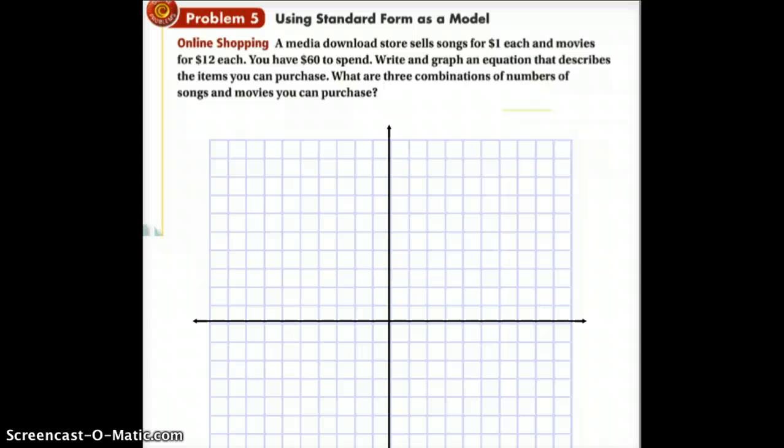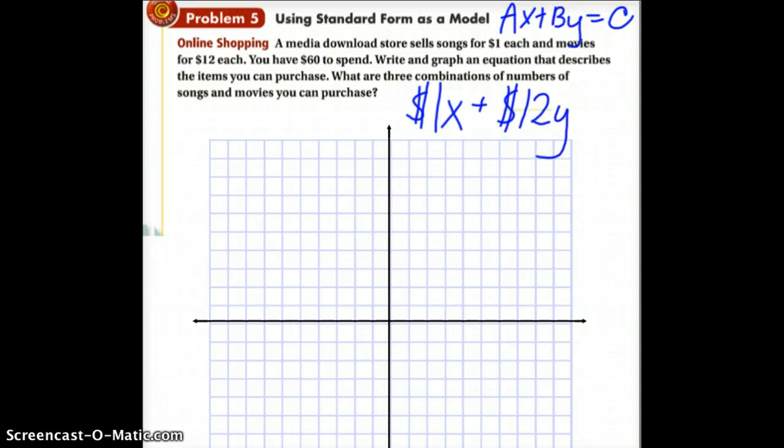Lastly, problem 5. We're going to use a word problem to write an equation in standard form. Memorize that equation if you haven't done so. A media download store sells songs for $1 each. So songs are my X value, and movies for $12 each, Y value. You have $60 to spend. Write and graph an equation that describes the items you can purchase. What are 3 combinations of numbers of songs and movies you can purchase?